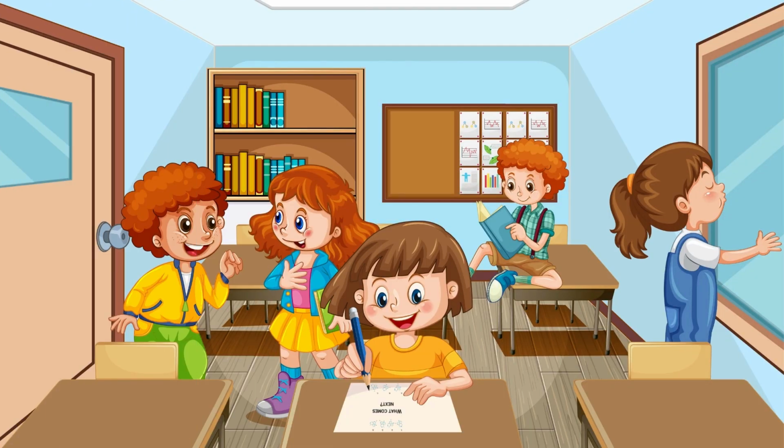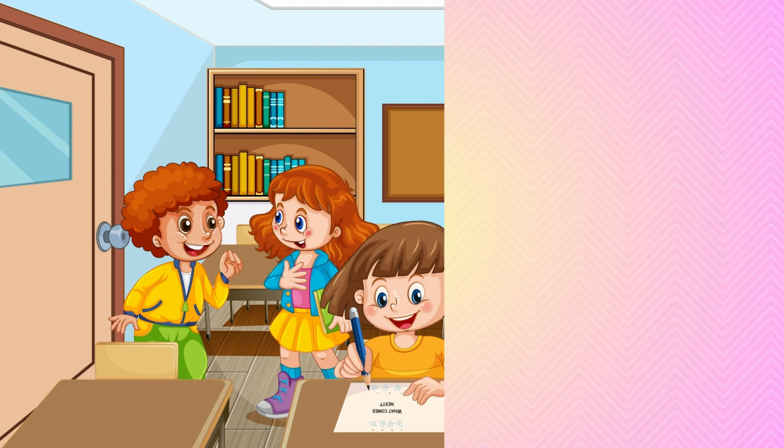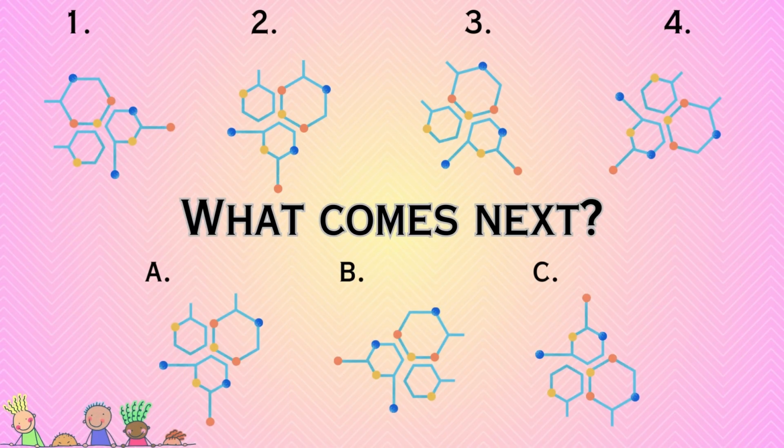Now we're going to test your visual dexterity. Take a look at the images under the numbers. There's a sequential pattern that you need to figure out in order to find the image that comes next. Are you able to solve this one?